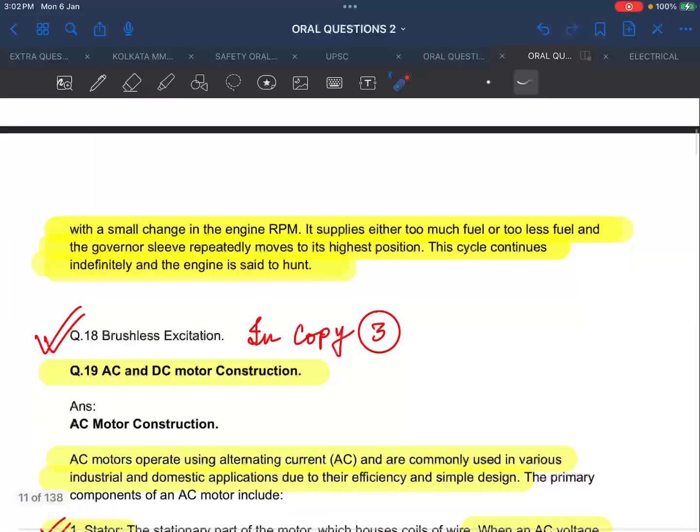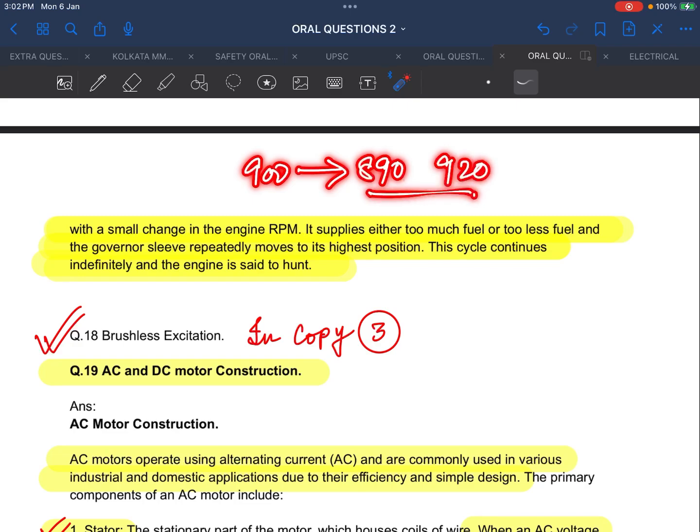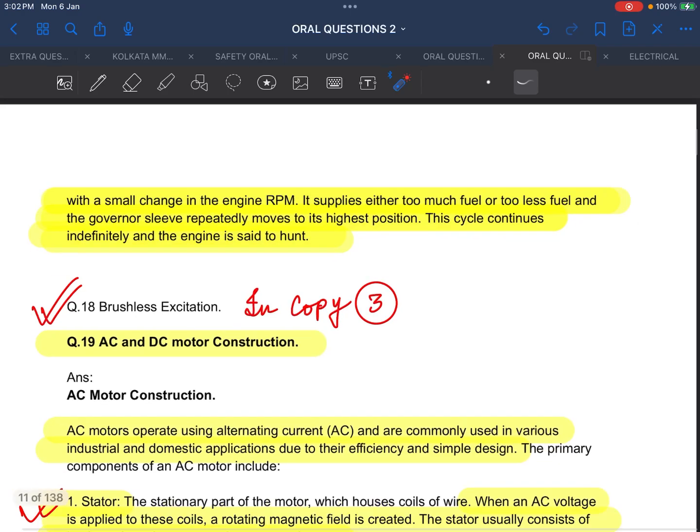Even with a small change in the engine rpm, let's suppose the engine rpm is 900 and suddenly it falls to 890 or rises to 920 rpm, there is a small change, but due to it the governor will act and increase or decrease the fuel supply, and due to this hunting will occur. So basically this is hunting, you can tell it like this.